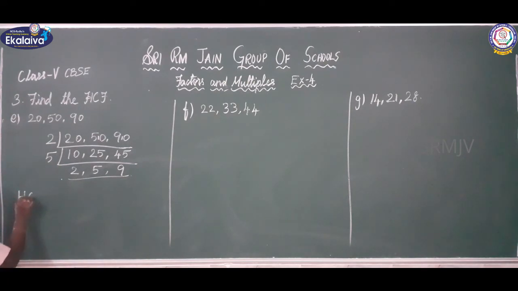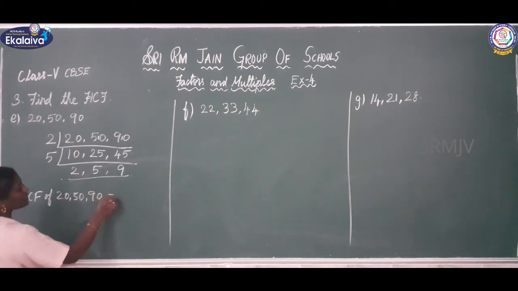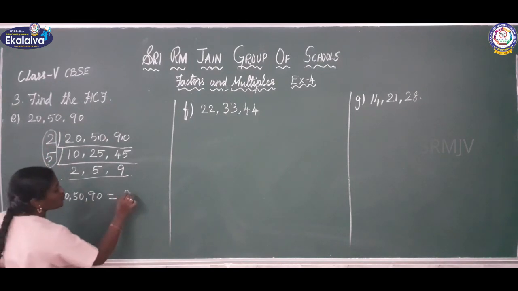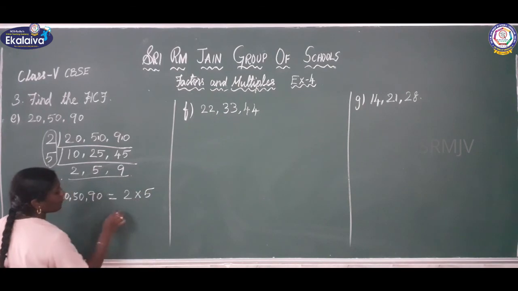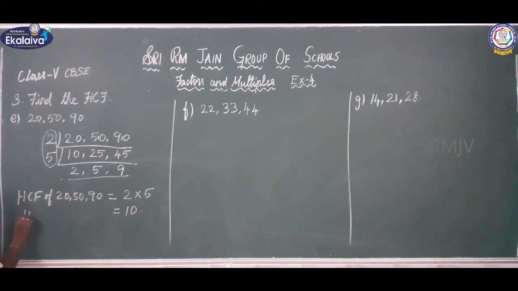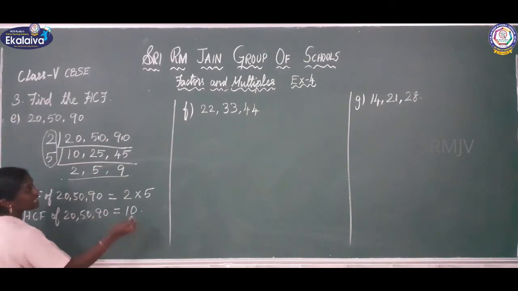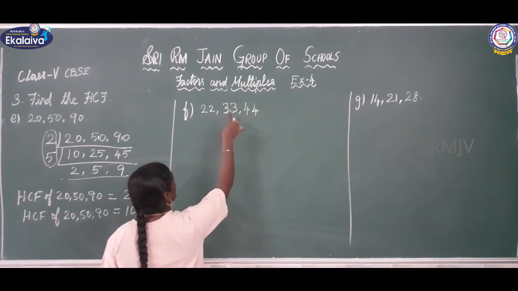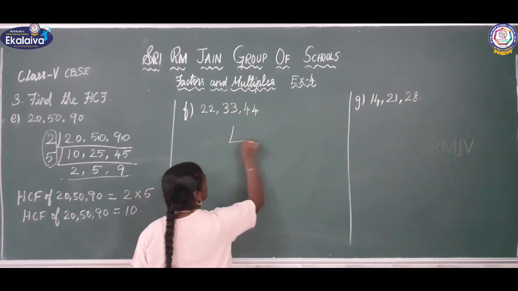So HCF, highest common factor of 20, 50 and 90 is equal to, we have to multiply the divisors. 2 into 5, 5 2s are 10. So the highest common factor of 20, 50 and 90 is 10. Is it clear, children? The next three numbers, 22, 33 and 44.